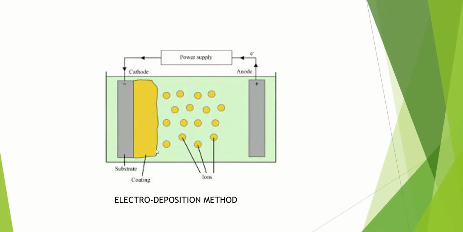In this setup you have an anode and a cathode dipped in the electrolyte solution. When you apply power, the catalyst ions move and deposit onto the cathode, which is your substrate. Simple circuit, powerful results.